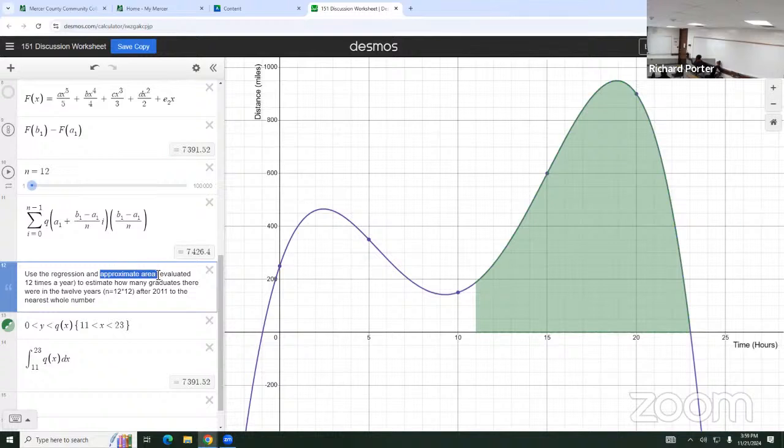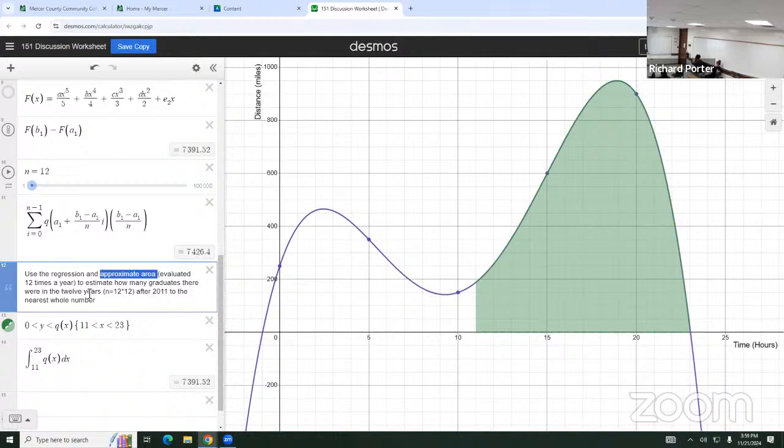They want us to approximate the area. So they want us to use this summation. Okay, the summation's already set up. It's great. It's good you don't have to figure out what that summation is. And it's close, but is that correct?